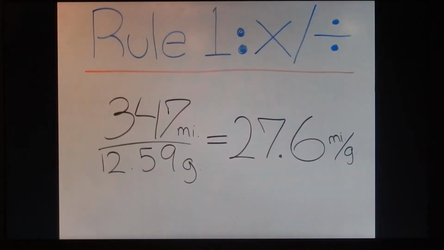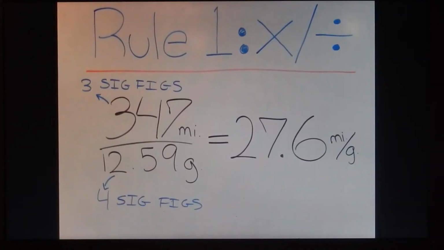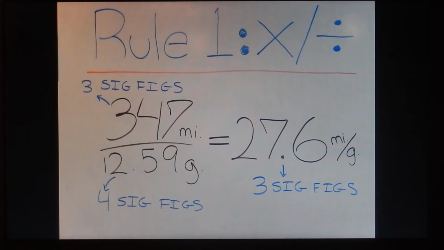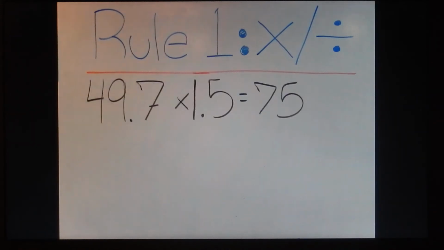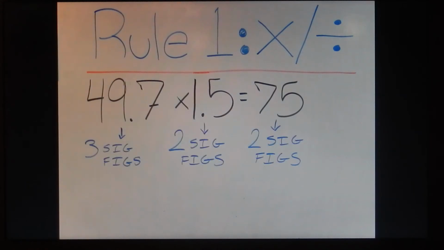For the equation 347 miles divided by 12.59 gallons, the answer has to have 3 sig figs. Because there can only be 3 sig figs, you have to round your answer. 347 divided by 12.59's solution has more than 3 sig figs. You have to round. 0.7 times 1.5, the answer has to have 2 sig figs. Once again, you have to round your final solution.